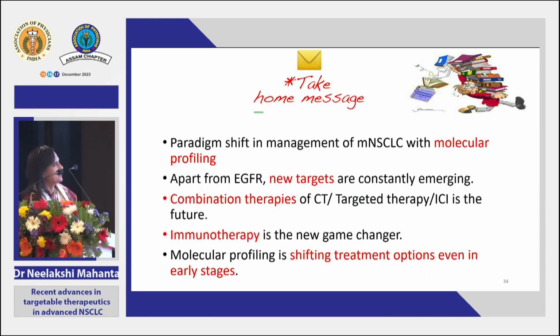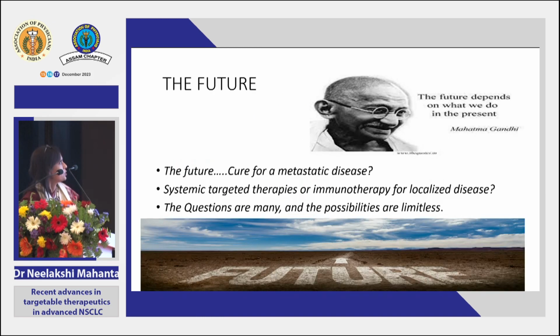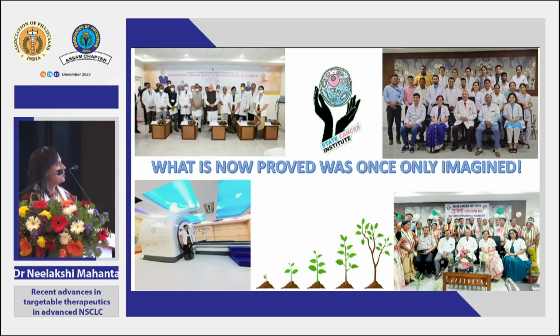So, take-home message. There is a huge shift in what we know about cancer. Today, new targets are constantly emerging. There are shifting treatment options, even in early stages today. So the future: do we have a cure for metastatic disease? Systemic targeted therapies or immunotherapies, even for localized disease? Questions are many, possibilities are few.